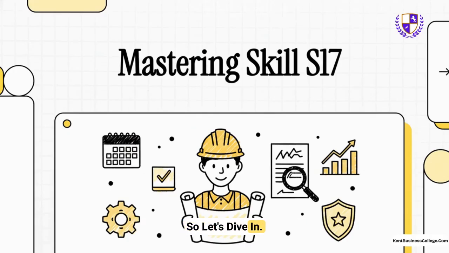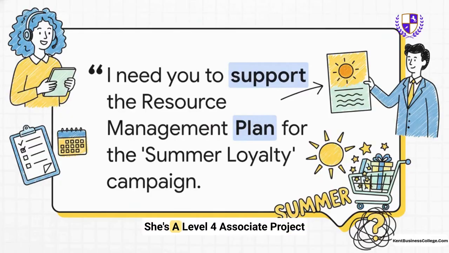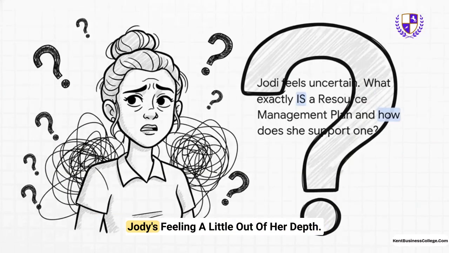So let's dive in. So meet Jody. She's a Level 4 Associate Project Manager apprentice over at IBIS Stores. Her manager, Riddle, has just given her a pretty big piece of the action on their new summer loyalty campaign. I mean, this is a fantastic opportunity, a real chance to shine. But, well, there's just one tiny problem.